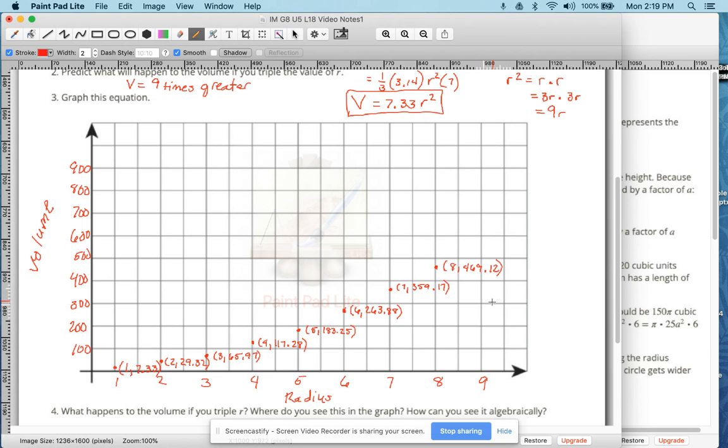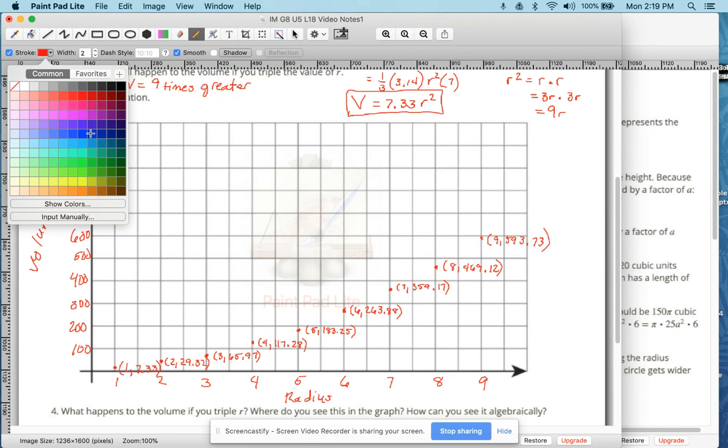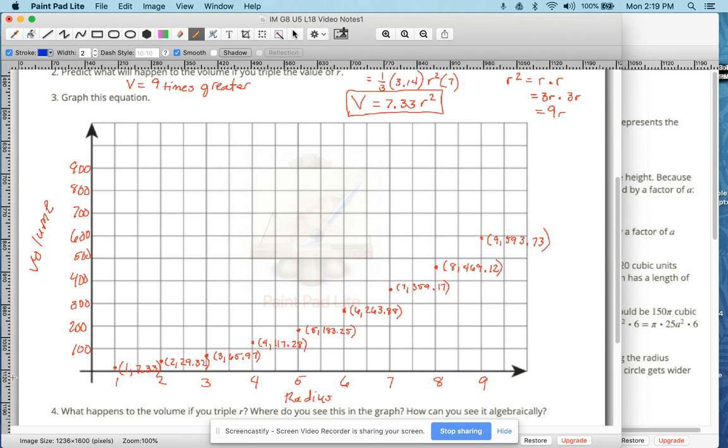9 squared is 81. 81 times 7.33 is 593. So we're almost at 600. We're at 9 and 593.73. So if we connect this graph, this is what's going to be interesting. I'm going to use a different color here and see if I can sketch a line here, because it's not going to be a straight line.